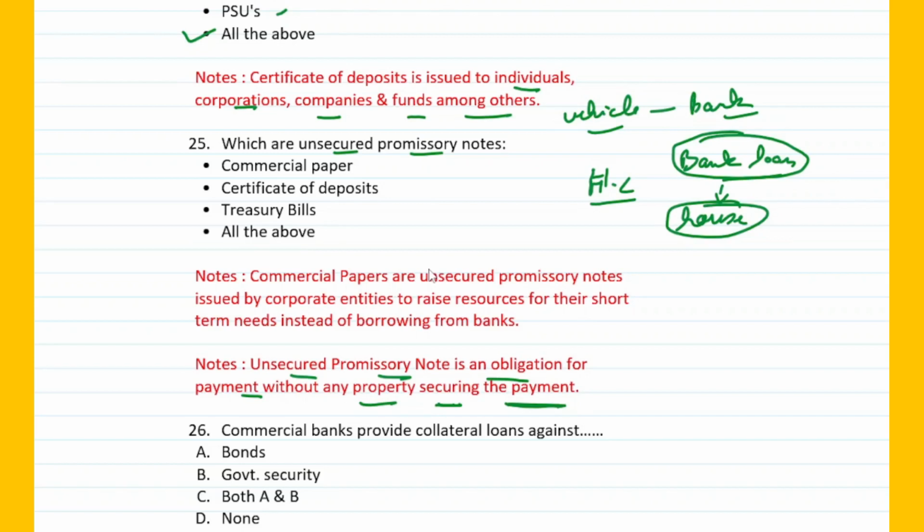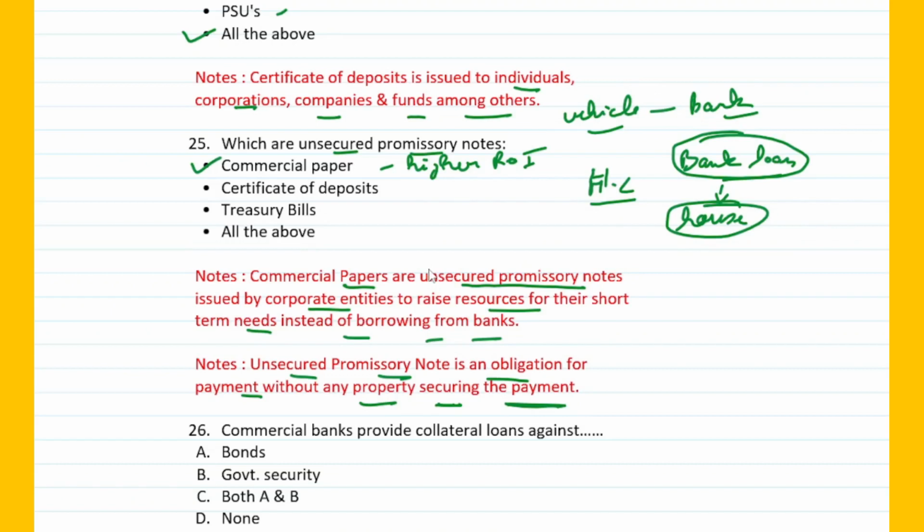Now please understand, commercial papers are basically unsecured promissory notes. Hence my correct answer should be commercial paper issued by corporate entities. Now who issues commercial papers? They are issued by corporate entities to raise resources for their short-term needs instead of borrowing from banks. Commercial paper carries a higher rate of interest because there is no security given, so the risk taken is higher. Since the risk is higher, it automatically carries a higher rate of interest.